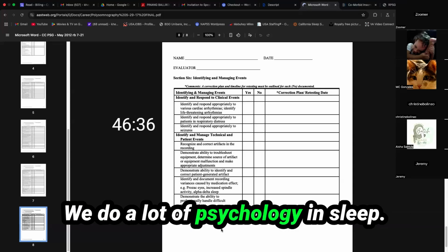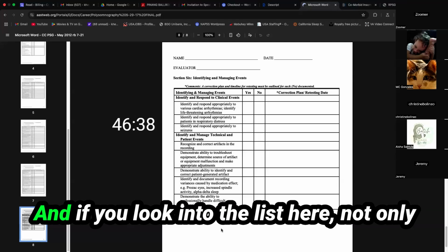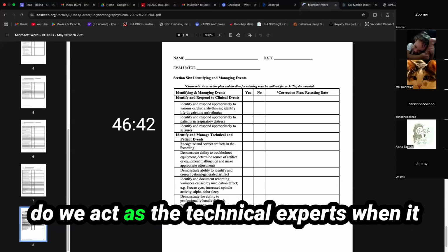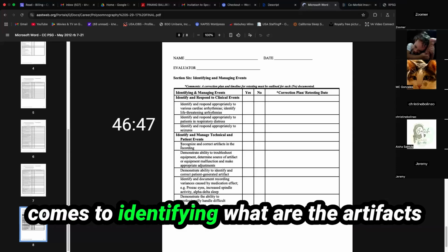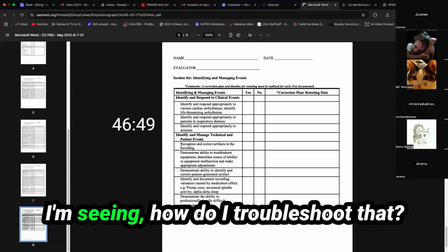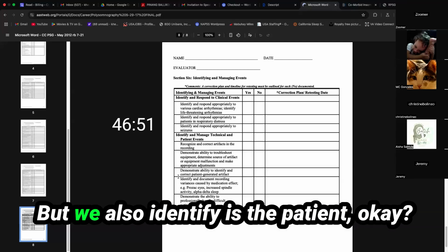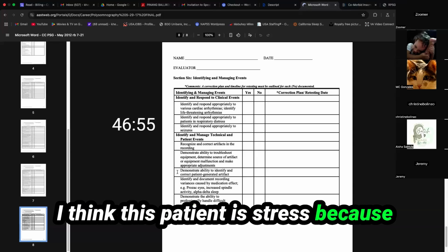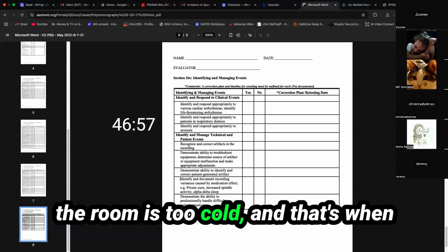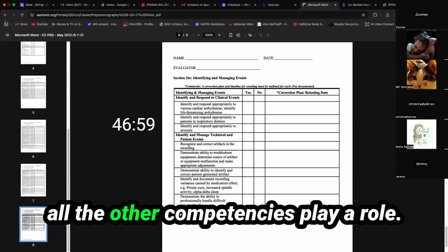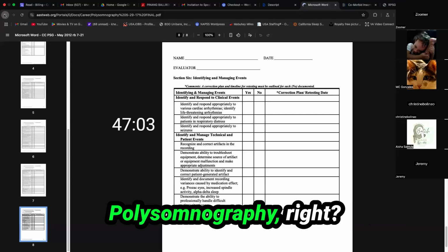We do a lot of psychology in sleep. And if you look into the list here, not only do we act as the technical experts when it comes to identifying what are the artifacts I'm seeing, how do I troubleshoot that, but we also identify, is the patient okay? I think this patient is stressed because the room is too cold. And that's when all the other competencies play a role in polysomnography, right?